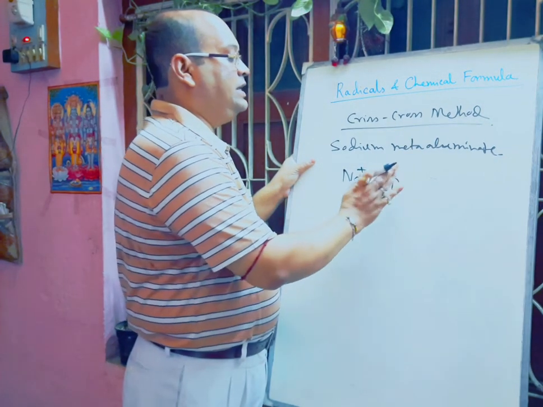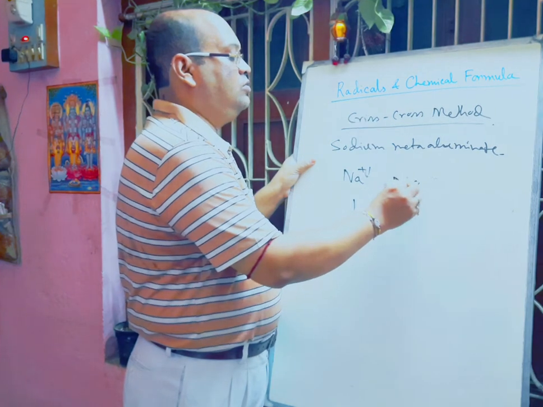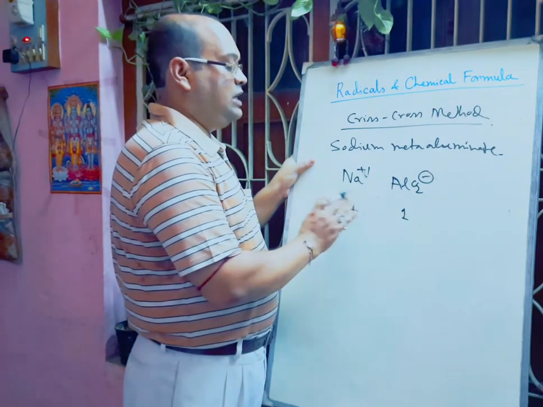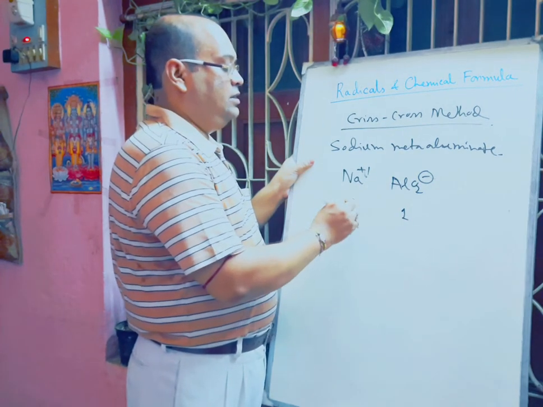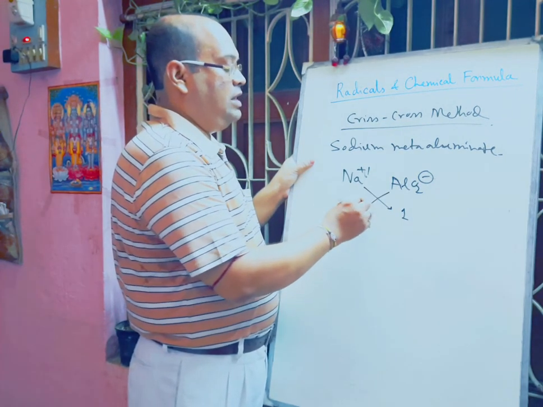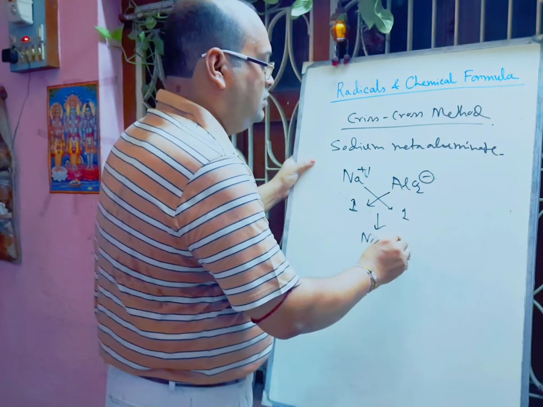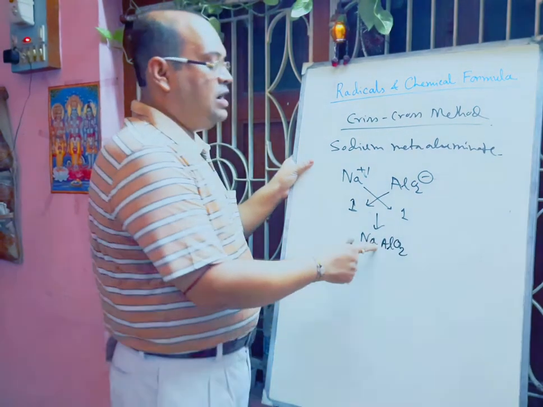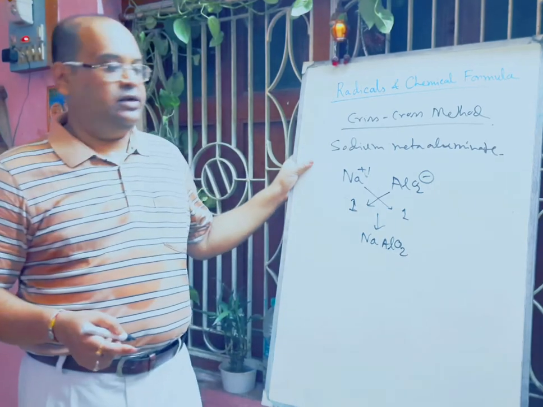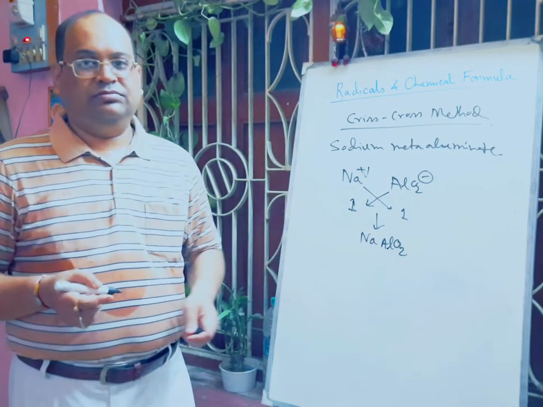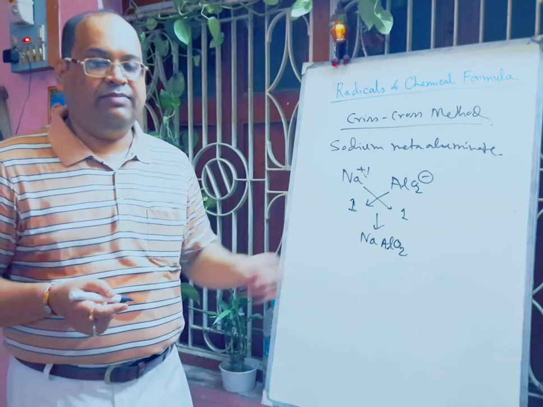Next is the meta-aluminate, AlO2-. So this is also 1. When both are 1, we should not write anything. By the criss-cross method we apply, that will be NaAlO2. So here you should not write Na1 AlO2 1; you need not write it. When only one radical is present, you just write the symbol, NaAlO2. This is the formula of sodium meta-aluminate.